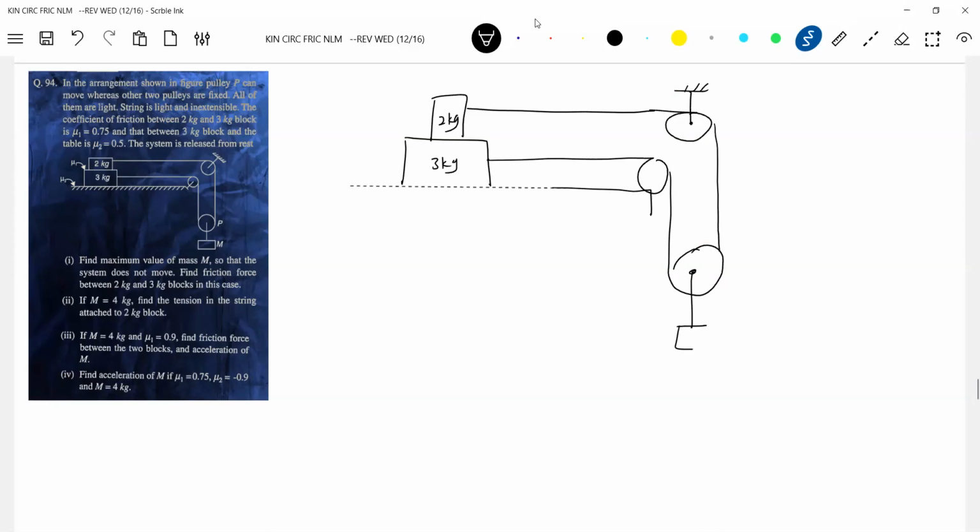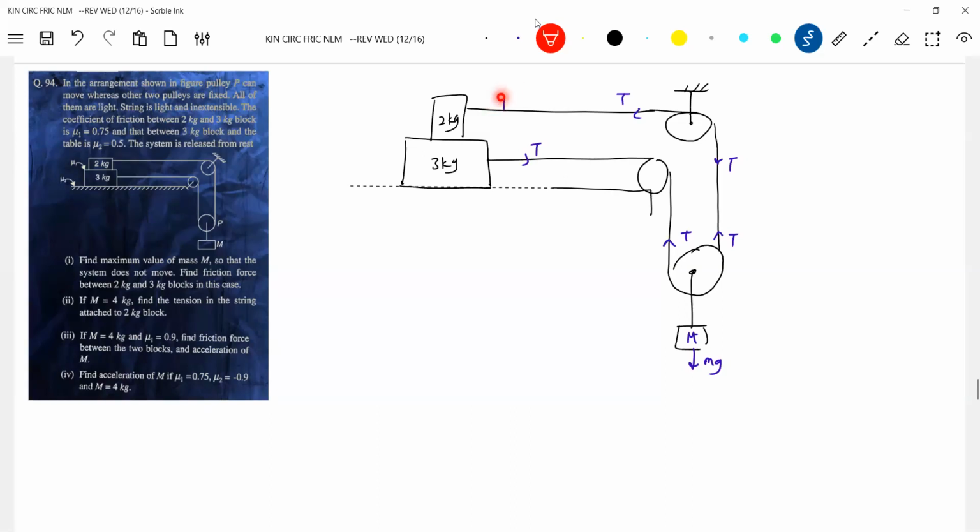Let's have it like this. First it's talking about the equilibrium. Let's proceed here. What about the mass of this? Mg. The tension, let it be T. Since it is the same string, the tension will be the same. So this is T, this is T. Find the maximum value of M so that the system does not move.